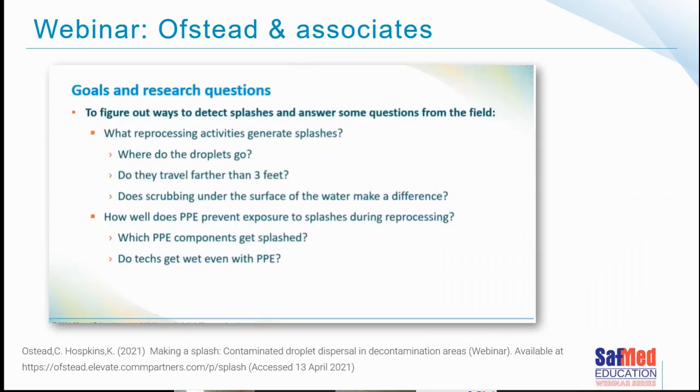So what was the goal of her research? She wanted to know what reprocessing activities in the CSSD will generate splashes. Where do the droplets go? How far do they travel, and do they travel further than the 3 feet? Does scrubbing under the waterline make a difference? We've been lecturing that forever, but she wanted to know, does it really make a difference? And how well does PPE actually prevent exposure during reprocessing? Which parts of the PPE get contaminated? And even if you are wearing PPE, do you get contaminated?